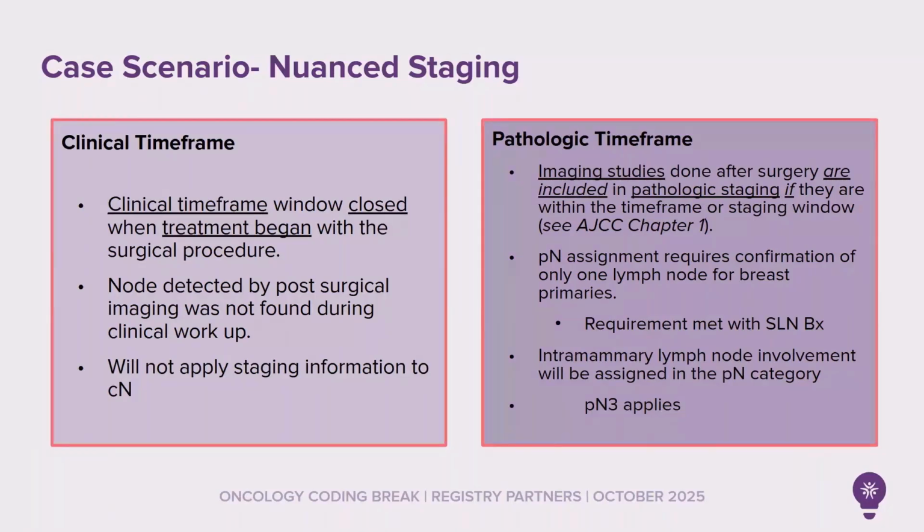Can the information after treatment be included in the staging? Per AJCC Chapter 1, or the online version of the principal cancer staging, imaging studies that are done after surgery are included in pathologic staging if they are within the time frame or the staging window. For the breast chapter, the pN assignment requires confirmation of only one lymph node. The involvement of the intramammary lymph node will be assigned in the pN category as pN3.